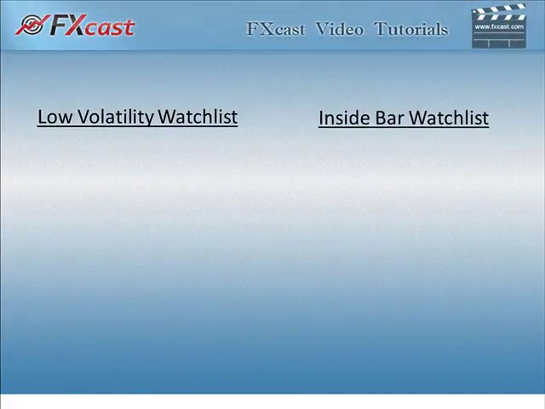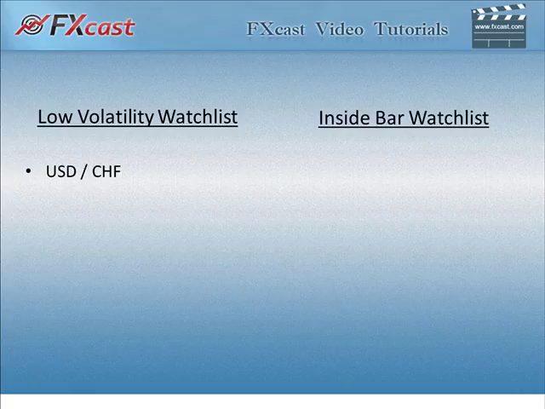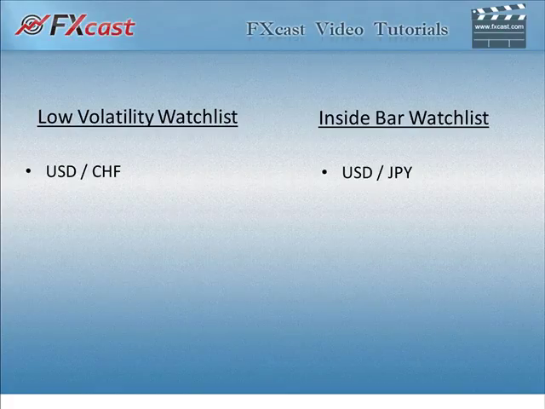As we move to our watch list for our low volatility watch list, our 1 hour time frame on Bollinger Bands, we'll be watching the dollar franc. We've been watching that for a couple of days after that big move up. Or inside our watch list, we're going to be watching the dollar yen and the Aussie dollar.